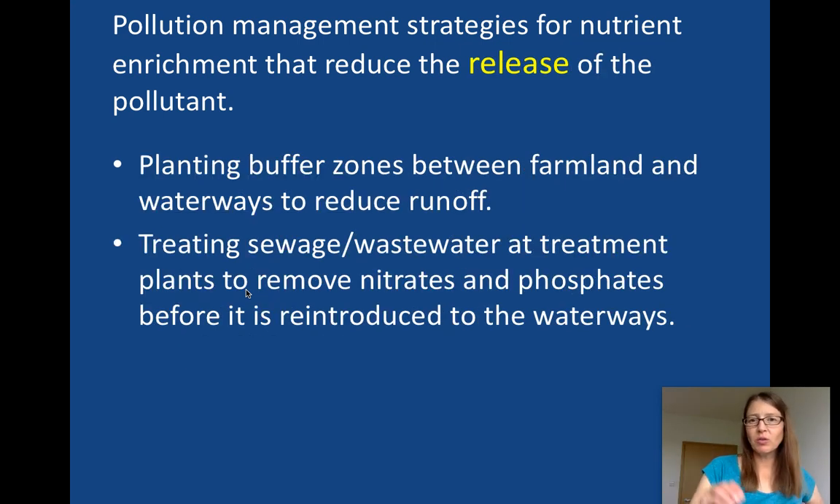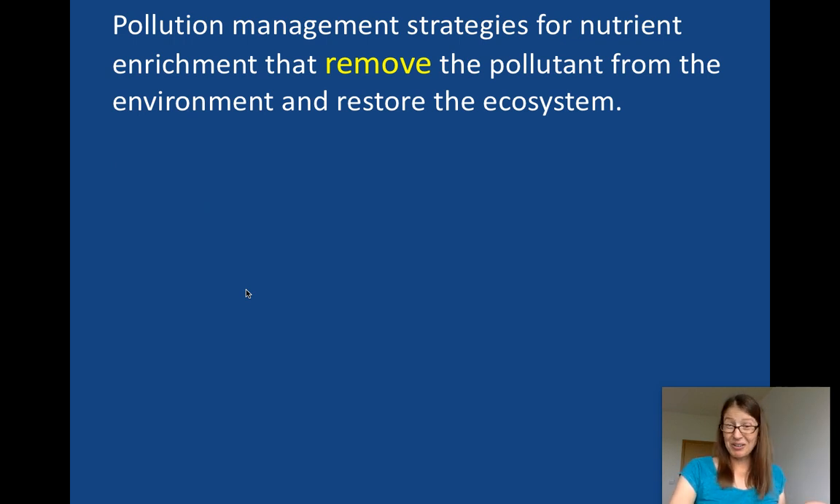Okay, and now the release of the pollutant. So if you're going to reduce the release of the pollutant, so you're kind of making the pollutant, but you want to make sure it doesn't get into the waterways at this point. So one thing you can do is plant a buffer zone. So if you have a bunch of plants and other things that can absorb the nutrients on the way, between the farm and the stream. So if there is rain that washes the pollutants off, the plants will catch it and absorb it before it ever gets to the stream. So you've released the pollutant, but you're reducing its impact, okay? You can also treat your sewage and wastewater and remove those nitrates and phosphates before they actually get into the waterways too.